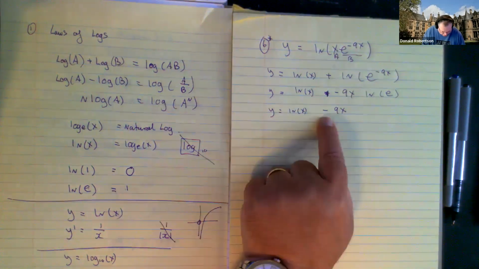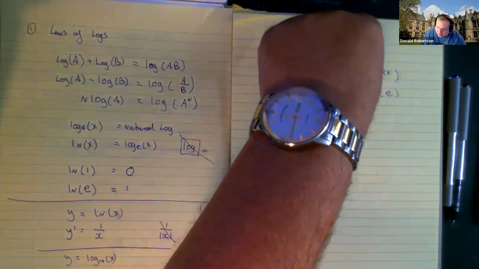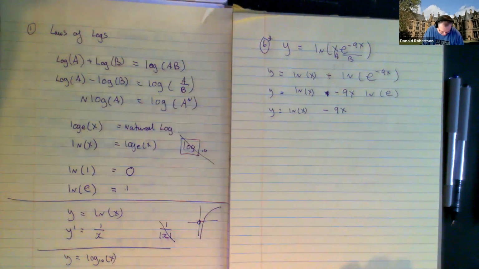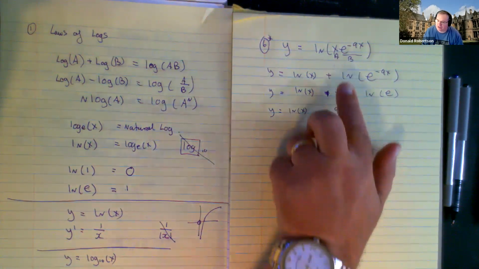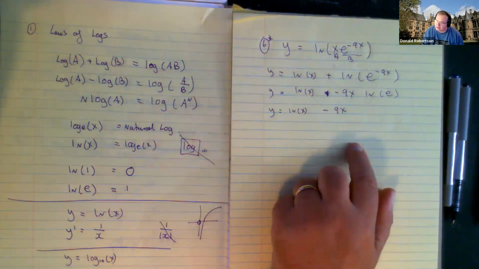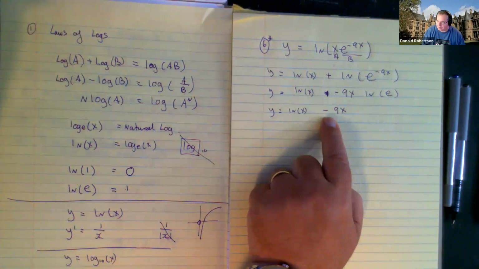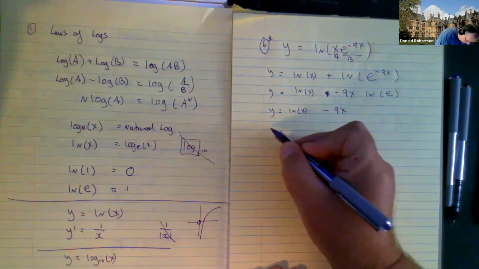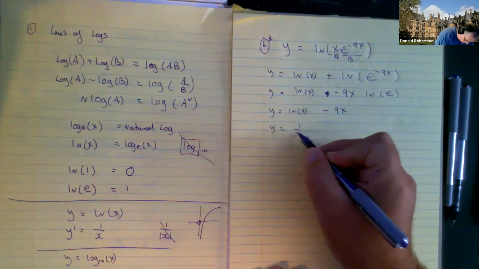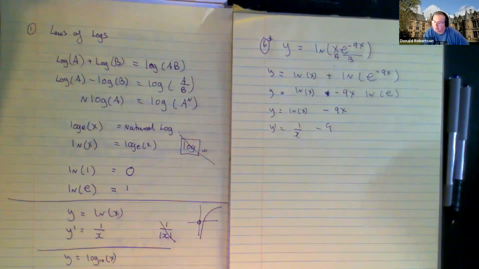Isn't this guy a much nicer looking version of that guy? Isn't this guy going to be much easier to differentiate than that guy? Isn't that guy going to be some horrible chain rule, product rule monster? Isn't this just going to be, and the derivative is 1 over x minus 9, and everybody's happy.